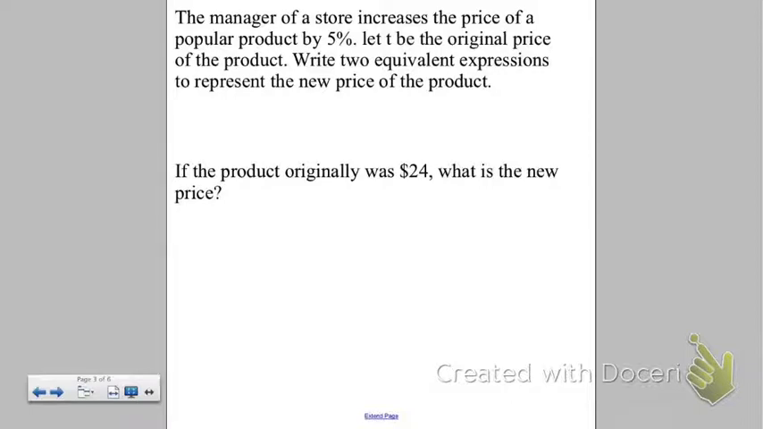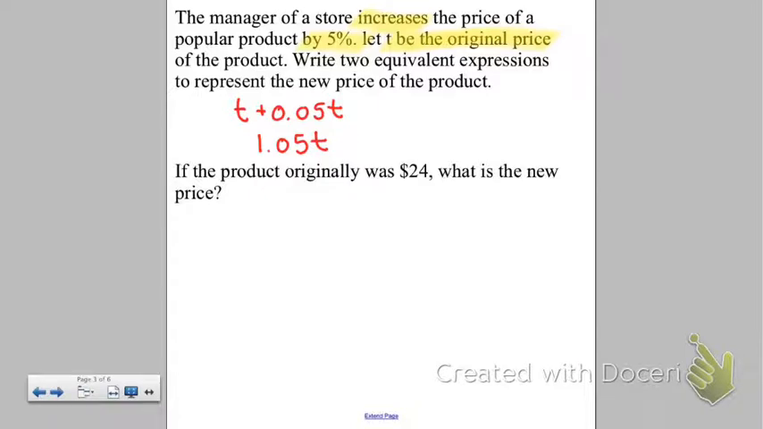So they give us the variable. They tell us that T is the original price. He increases by 5%. So I have the original price T. Increase means I'm going to add. I'm going to turn my 5% into a decimal and multiply by my original price. So it's T plus 0.05T. Now to write my second expression, I would add those numbers up, and that would give me 1.05T. So these are two equivalent expressions to represent the new price of the product.